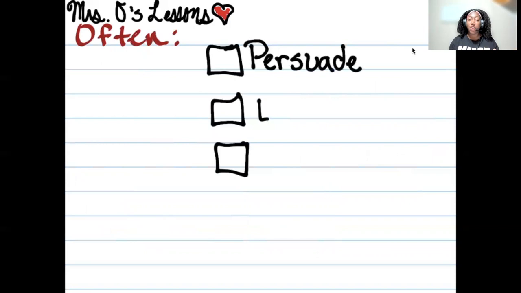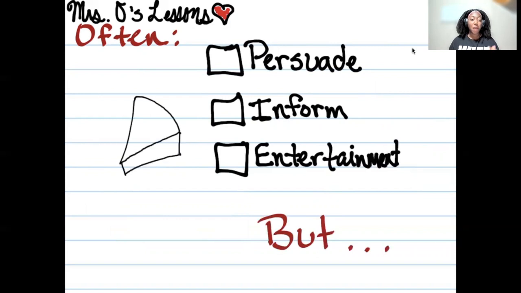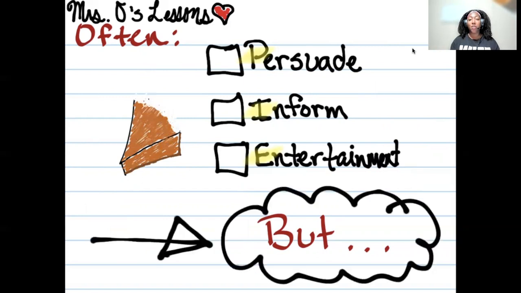So often, whenever you hear about the author's purpose, you're taught in middle school: are they trying to persuade the reader? Are they trying to inform the reader? Are they trying to entertain the reader? And you often hear the acronym PIE to help you remember the three different categories. And while that is true, there is persuasion, there is information, there is entertainment, but there's something deeper that goes along with author's purpose.